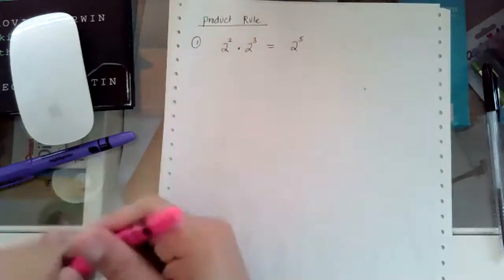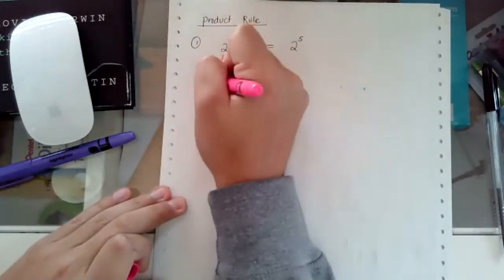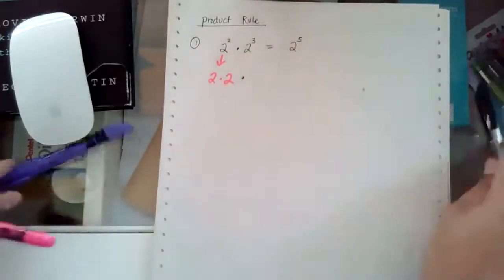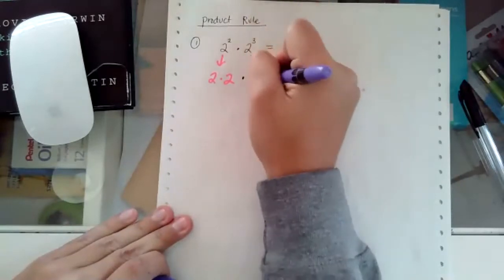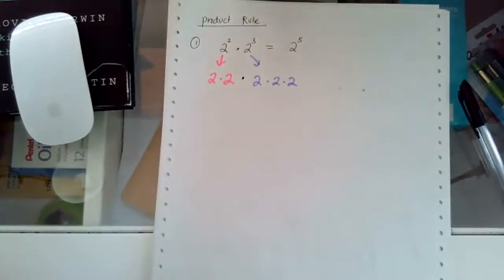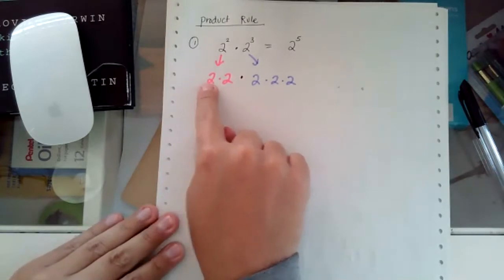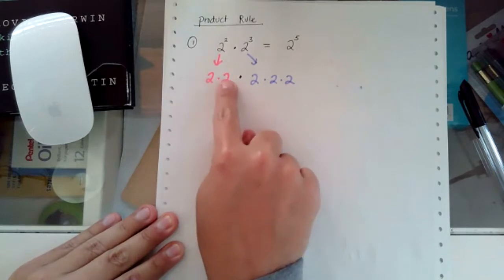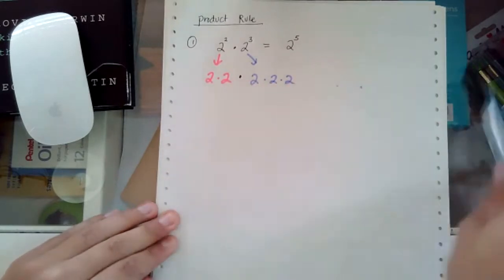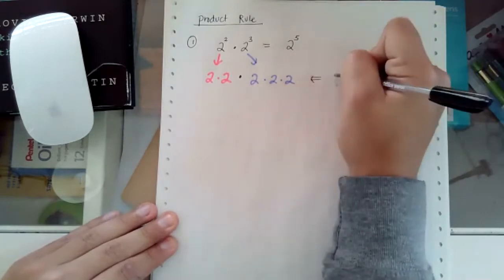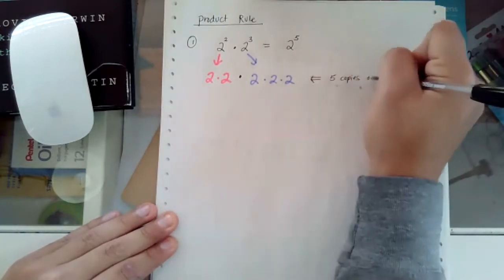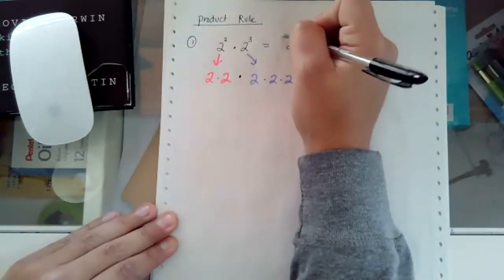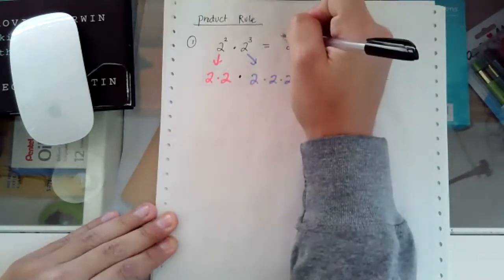because if we think about these two terms that we're multiplying together, this guy is really 2 times 2, right? And then we're multiplying that by this guy, which is 2 times 2 times 2. So if we're looking at repeated multiplication here anyway, we're repeatedly multiplying the exact same base how many times? Well, there are 5 copies of 2. So we can simplify that expression and write it as a single exponent here as 2 to the 5th.